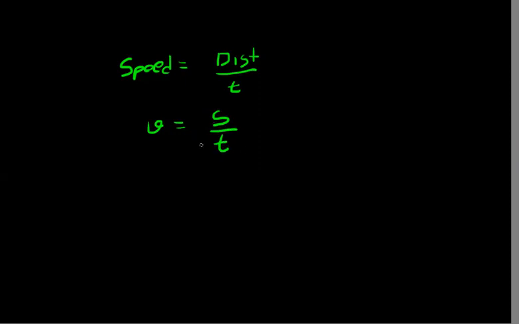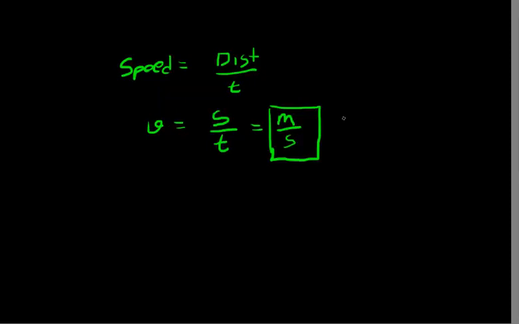Now let's try to find what are the units of speed. Speed equals to distance upon time. The SI unit of distance is meters, and SI unit of time is seconds. So meters per second is the SI unit of speed.